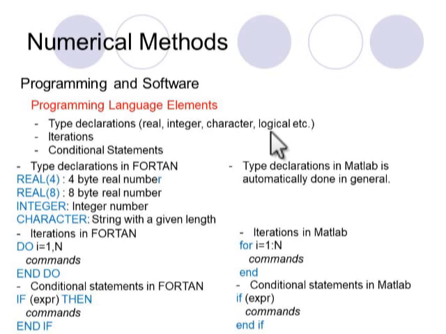The second thing is making an iteration in a programming language. You want to do an iteration, you want to count a number from 1 to 10, for example, and how can you do it? That is the second thing. And conditional statements. So what is the conditional statement? It is like this.